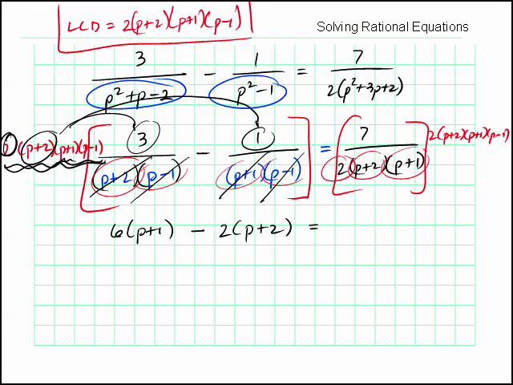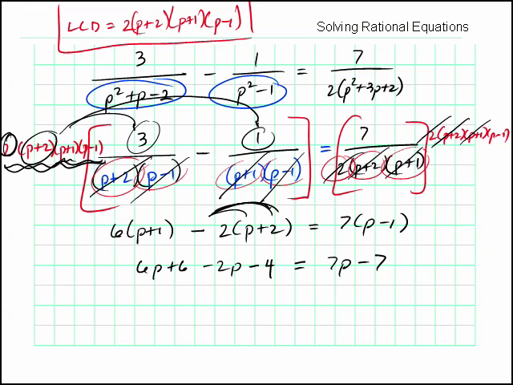On the right side, the 2's are gone, the p plus 2's are gone, the p plus 1's are gone, and all I'm left with is 7 and p minus 1. Okay, I've successfully eliminated all the fractions. I will now distribute. And 6p plus 6 minus 2p minus 4, and that equals 7p minus 7. Combine your like terms. 4p plus 2 is equal to 7p minus 7.